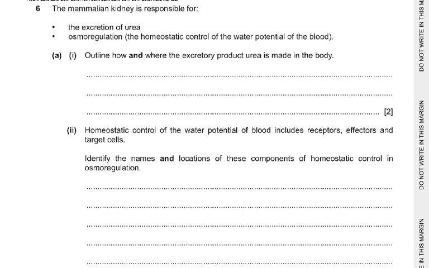Then coming to question number 6: the mammalian kidney is responsible for the excretion of urea and osmoregulation, the homeostatic control of the water potential of the blood. Outline how and where the excretory product urea is made in the body.